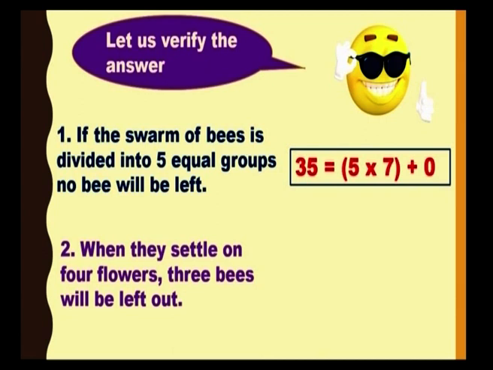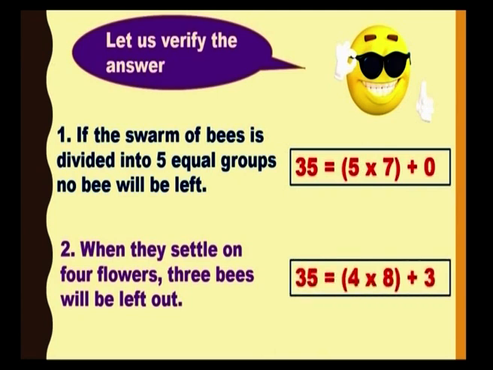And the second one is, when they settle on 4 flowers, 3 bees will be left out, which can be converted to 35 is equal to 4 into 8 plus 3. That means 8 bees are sitting on each of 4 flowers. So there are 3 bees left out.